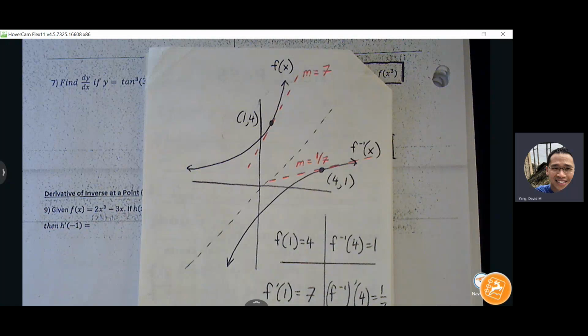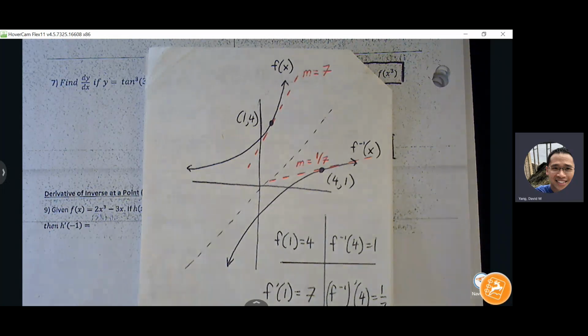I call them corresponding points because they are related in the sense that numerically they're just in the opposite order. The slopes at their specific points also have a numeric connection to each other. So if the slope of the original function is 7, then the slope of the inverse at its corresponding point must be the reciprocal. Okay. So 7 and 1/7.